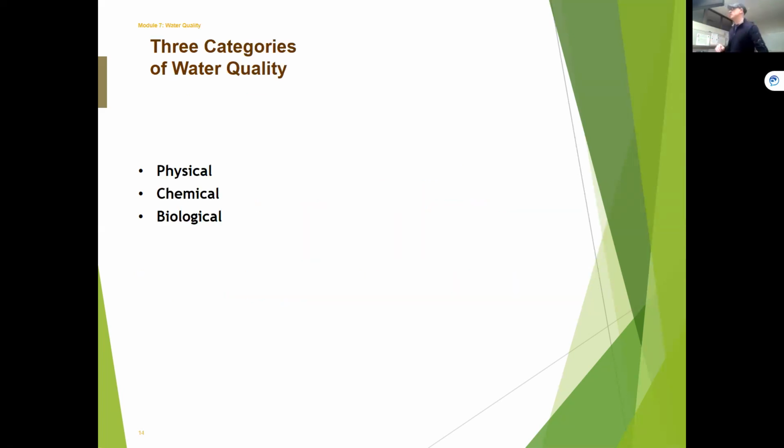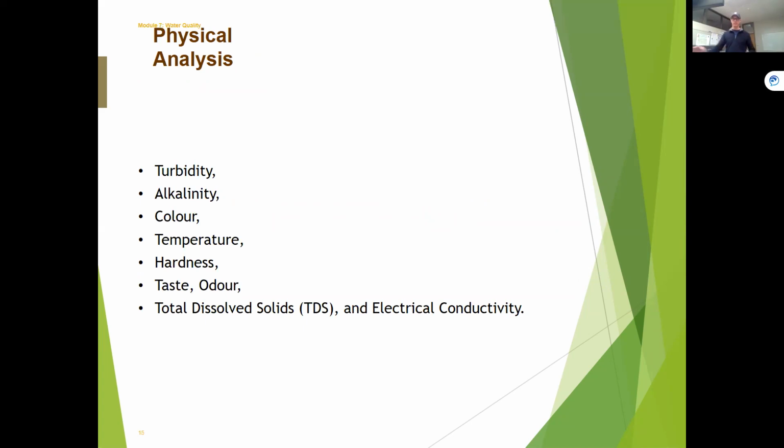Three main categories of water quality, and we're going to talk about all three. One's going to be physical, chemical, and biological. And those are the three big ones. And these are the things mostly you guys will be testing in your little labs.